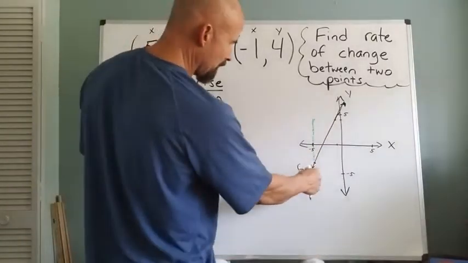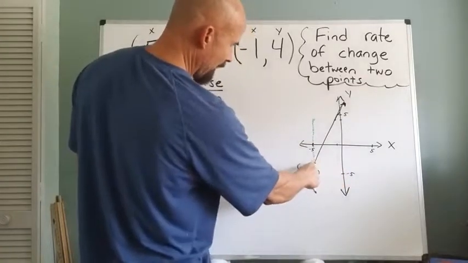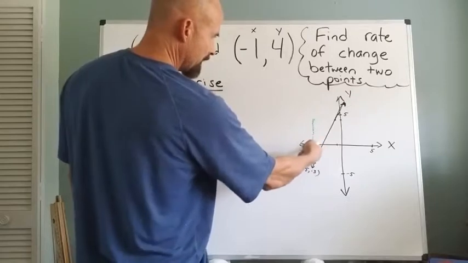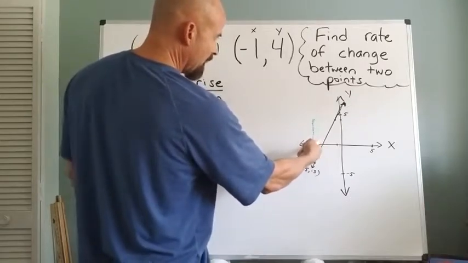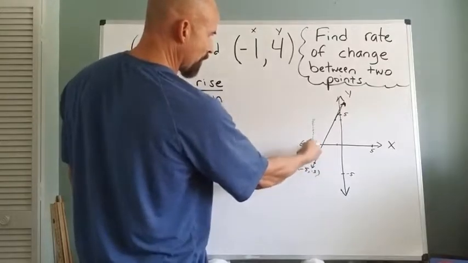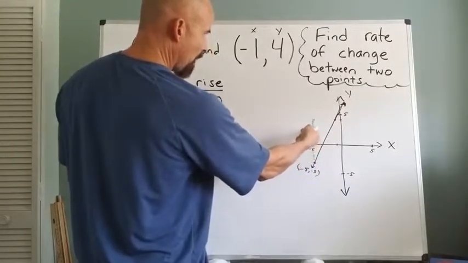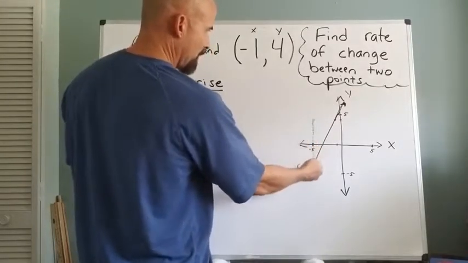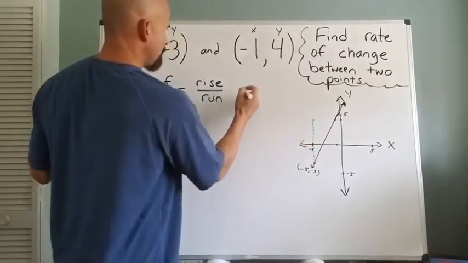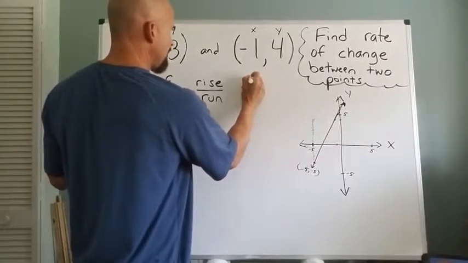If I'm on -3, I would go from -3, I would go 1, 2, 3 to get to the x-axis. And then if I need to go all the way up to 4, I would count 1, 2, 3, 4. So I'd go 3, 4, 5, 6, 7. So from there to there would be 7 units. So my rise would be 7.